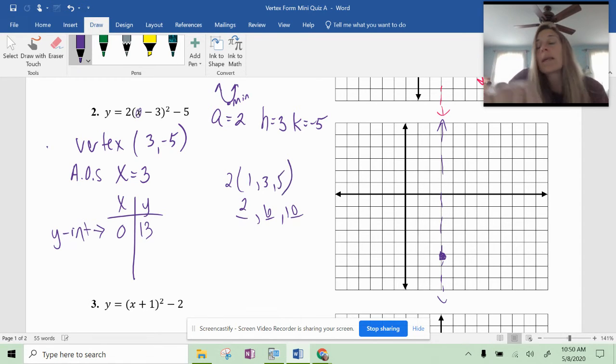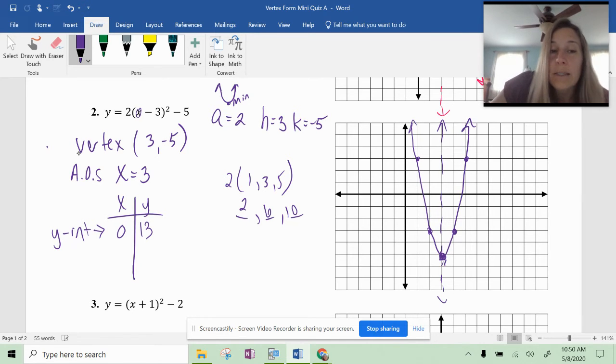Now those are going to tell us how many boxes we're going to rise for each box that we go over. So first I'm going to go up 2 and then over 1. Then I would go up 1, 2, 3, 4, 5, 6 over 1. And if I could fit 10, I would go ahead and do that. Then you're going to do the corresponding point on the other side of the axis of symmetry, so it's kind of like a reflection. And then you can draw your parabola through the points.